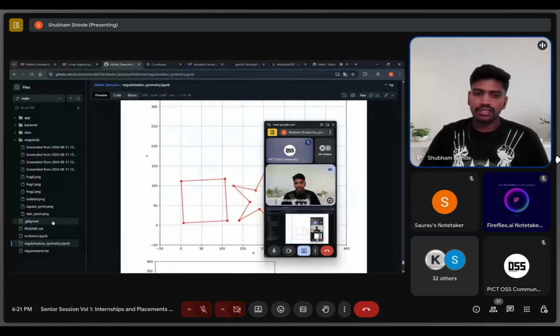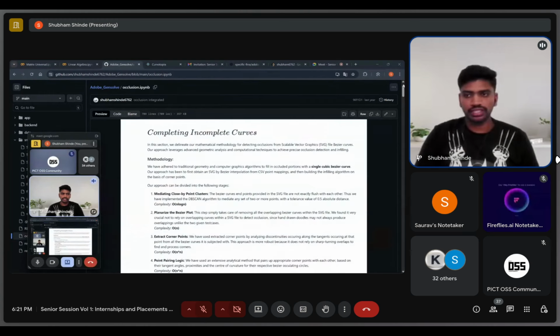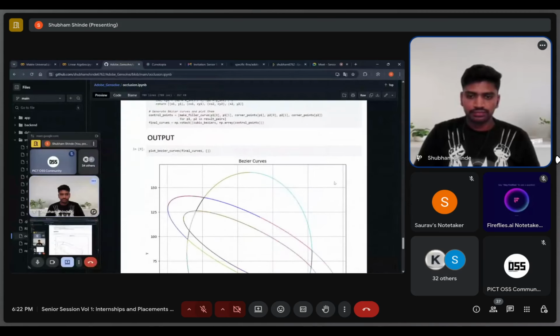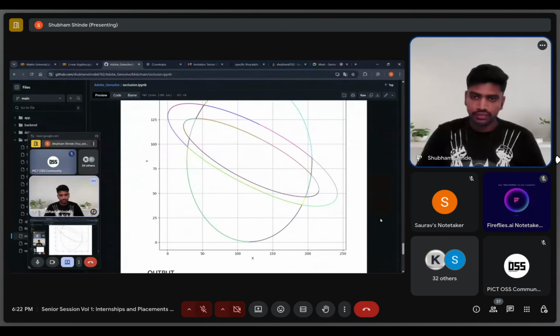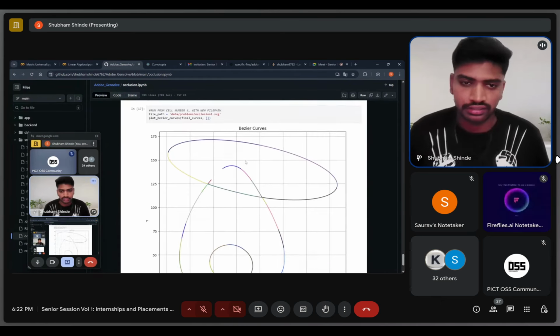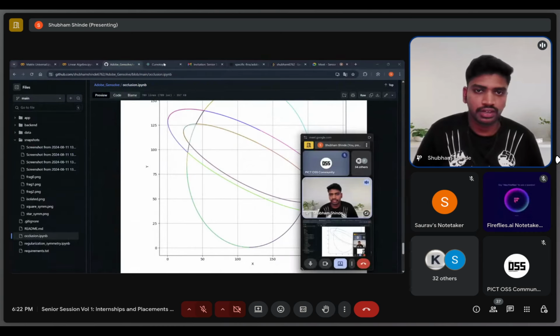The third problem statement is to complete the incomplete curve. You have seen Saturn. Saturn has an invisible ring. You can see the ring here. This is our output file. We have identified the hidden ring, which was the third task. So this was the second round problem statement.